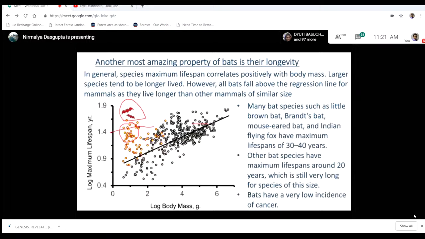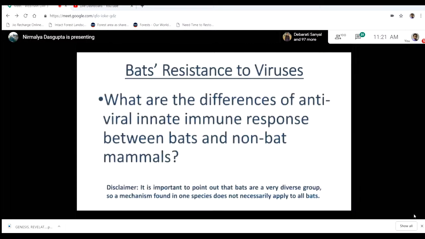And bats have a very low incidence of cancer. That is another amazing fact. So that's why I'm saying that bats are the real superheroes. Now the question is, we can predict that the antiviral immune response is different from other non-bat mammals. But what is the difference?